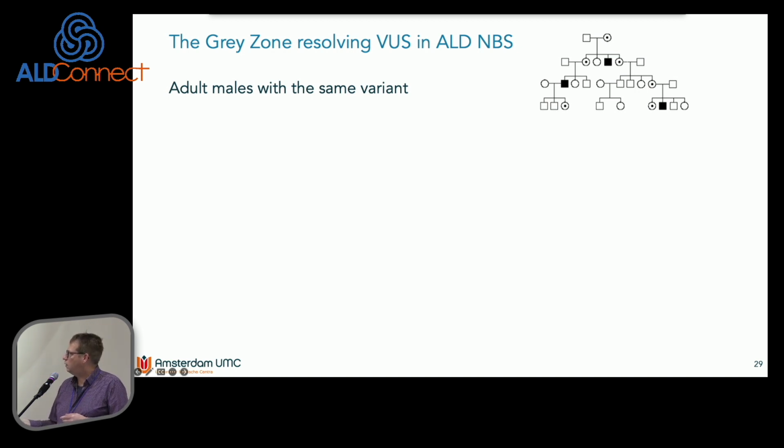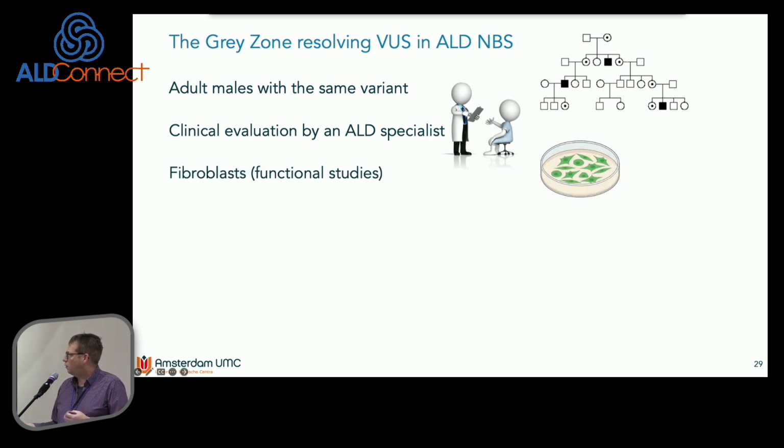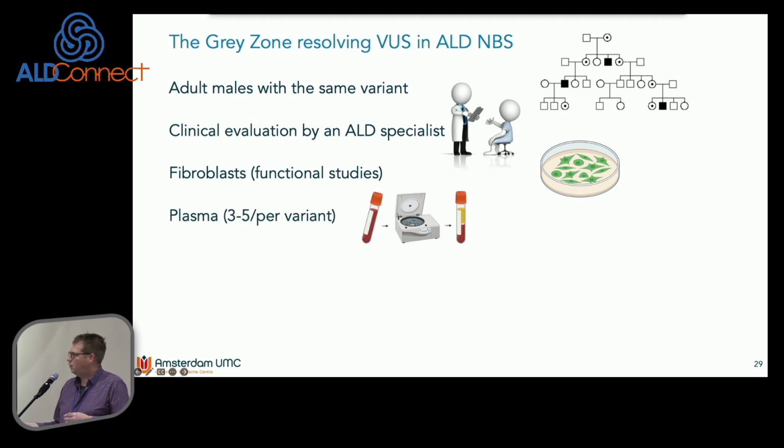to extend the family screening, and also from other sources, we will find adult males with the same variant. Then it's required that these adult males see an ALD specialist, because we really want to know, are there really no clinical signs and symptoms of ALD? Then preferably we would like to have a fibroblast sample from one, two, or maybe three identical variants for biochemistry, and we want plasma samples. If you do one, people say, I don't really believe it. So preferably at least 3 to 5.